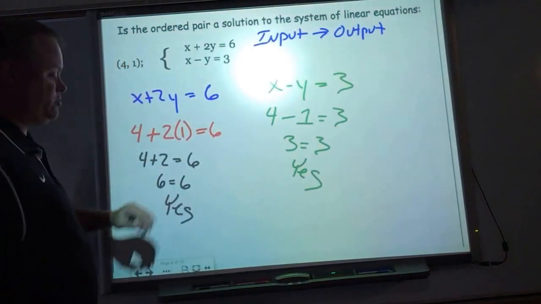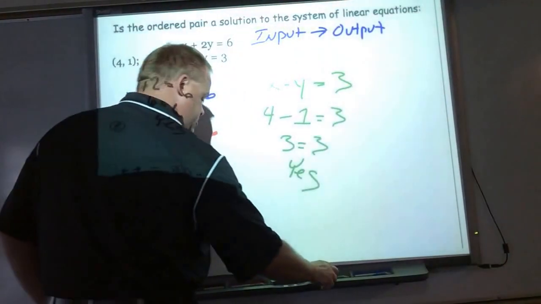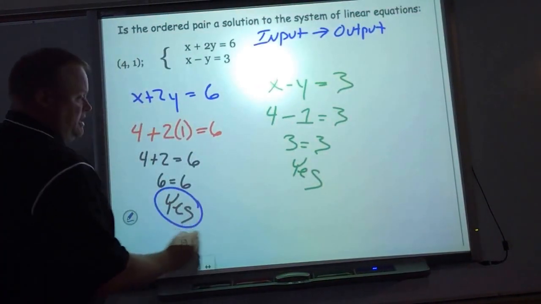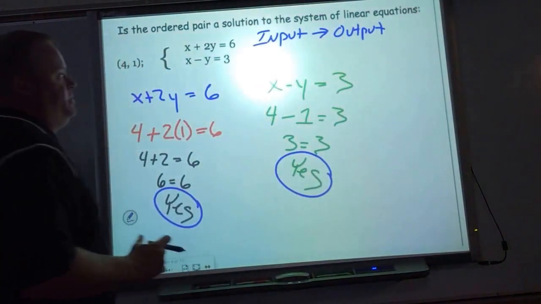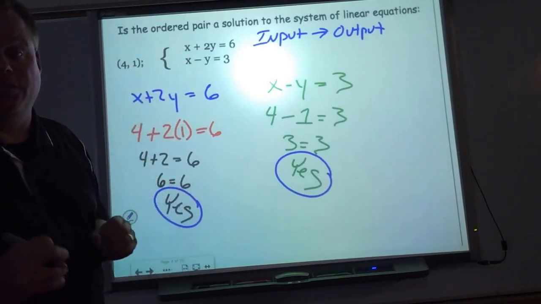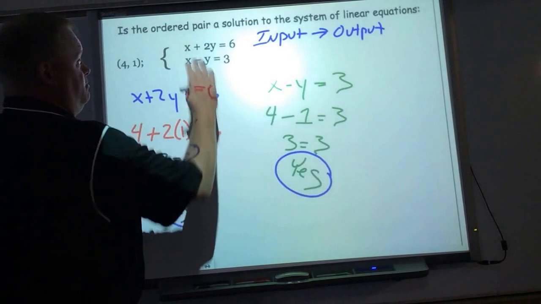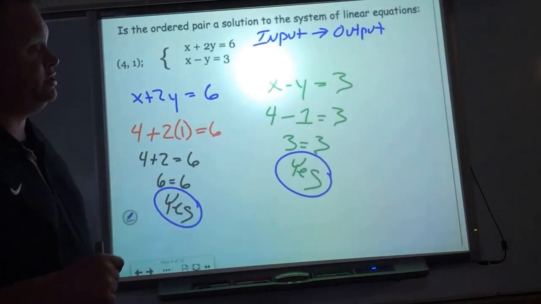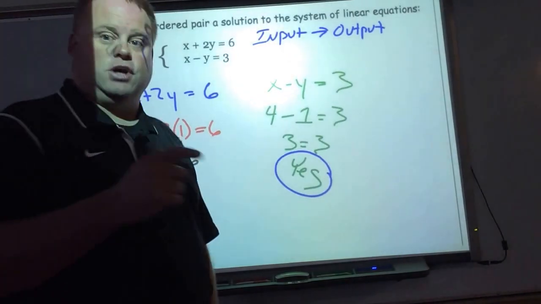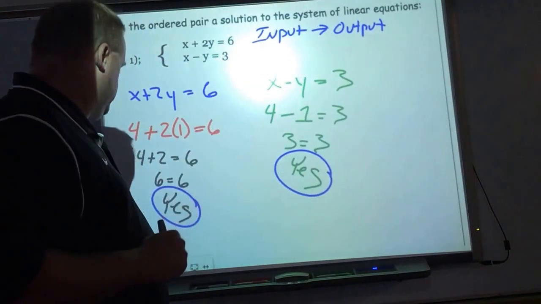And since I'm answering yes, I'm going to circle this because I need to make sure I can prove it. This yes and this yes tells me that it is a solution not only to one, but to both equations. Since I answered yes to both, it is the solution to this system of equations. All right, so as we're looking at this, let's do another one.